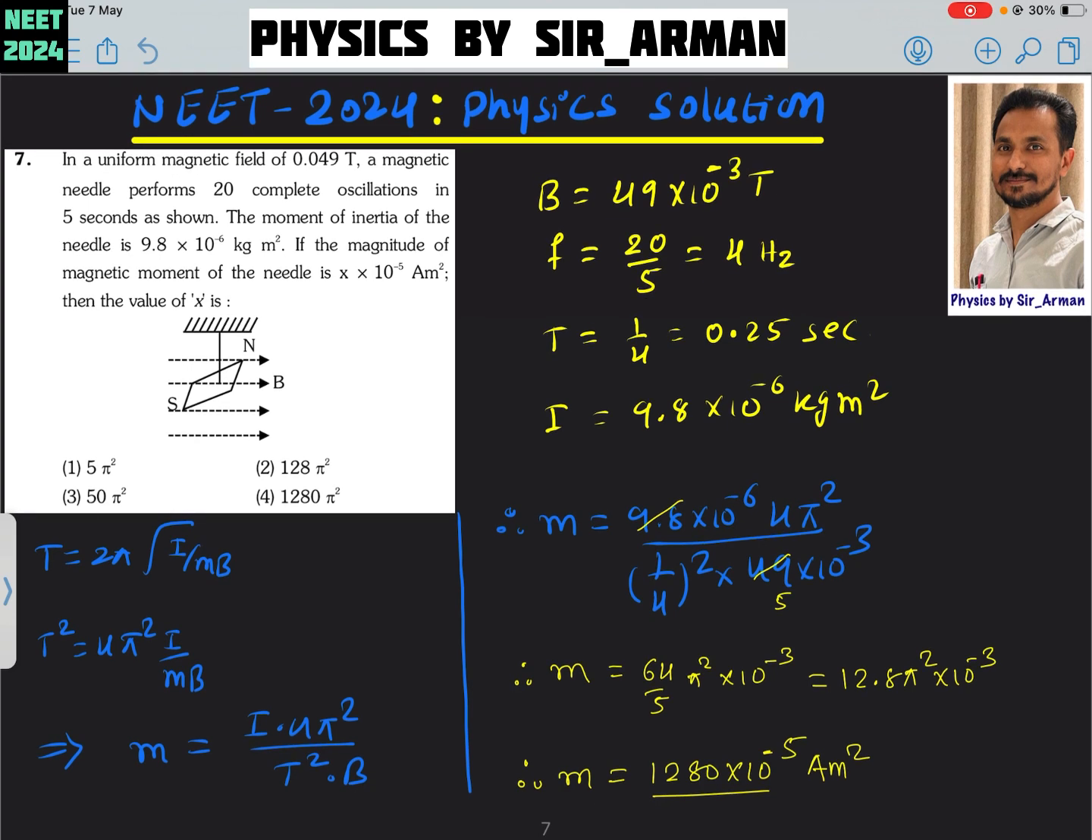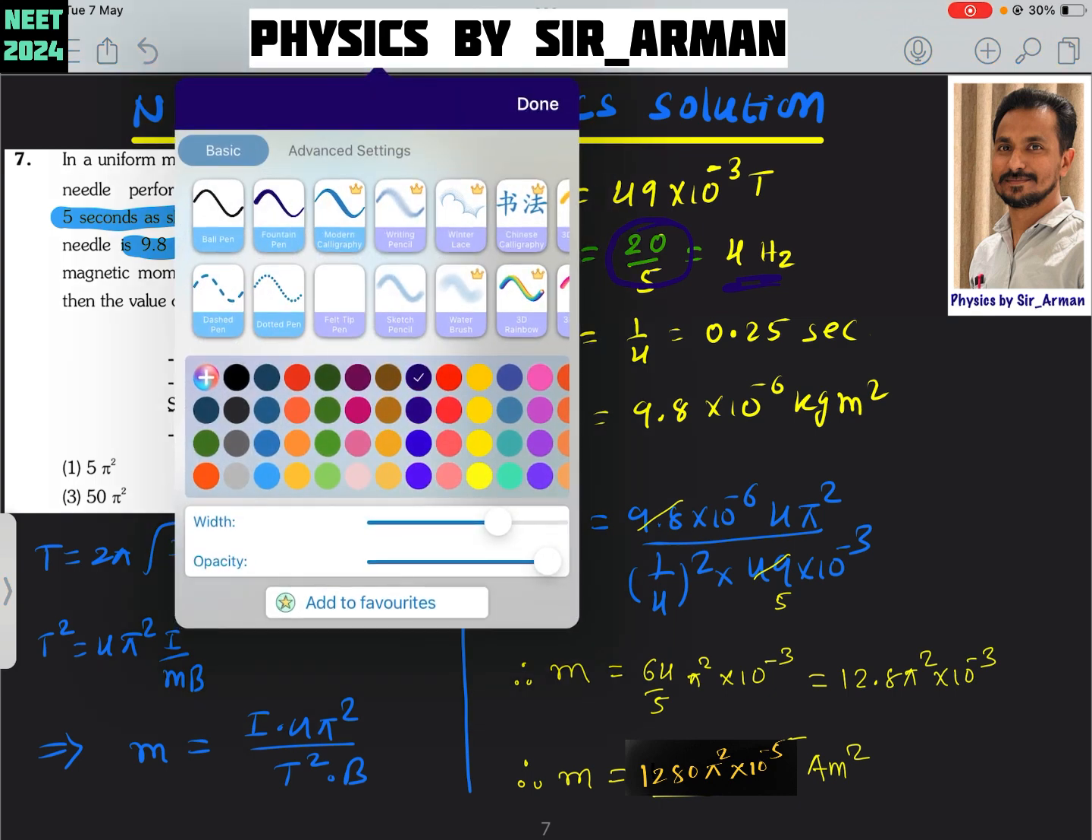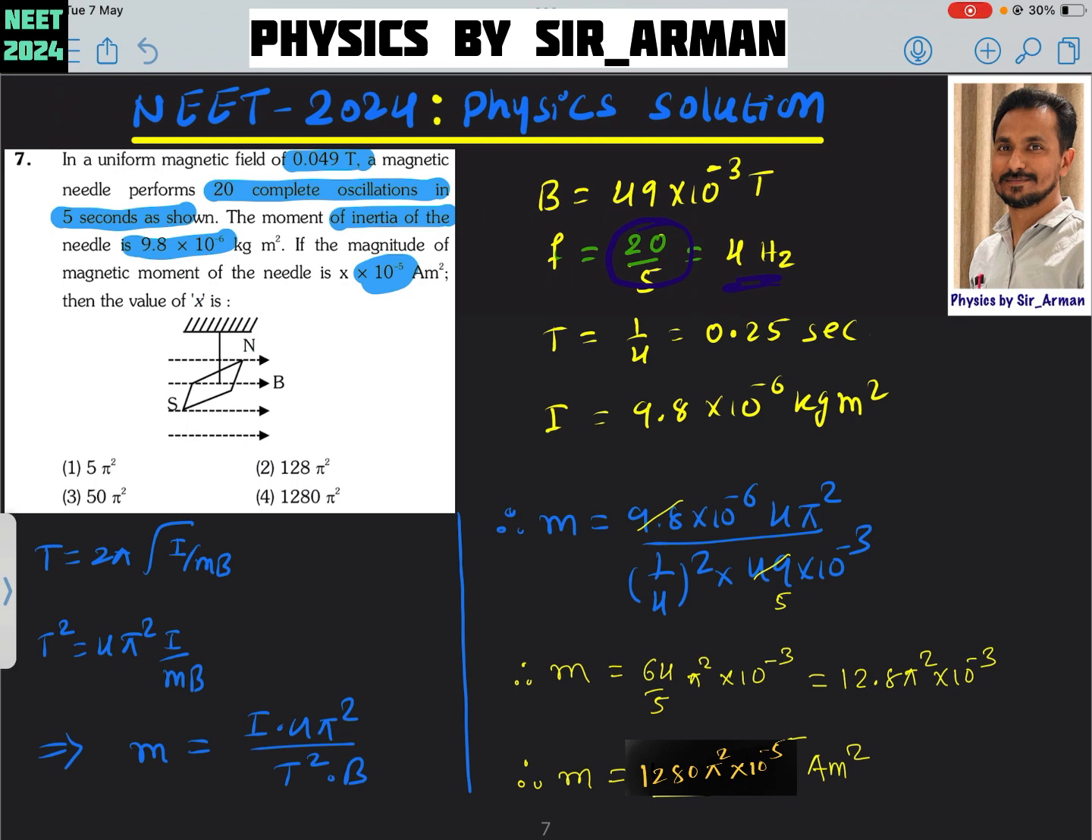Question number 7. In a uniform magnetic field of 0.049 Tesla, a magnetic needle performs 20 complete oscillations in 5 seconds. So oscillations and time are given, so we can find out frequency. Frequency will be 20 by 5, which is 4 Hertz. Then the moment of inertia of the needle is also given. If the magnitude of the magnetic moment is x into 10 raised to minus 5, then find the value of x. So here the frequency is there.